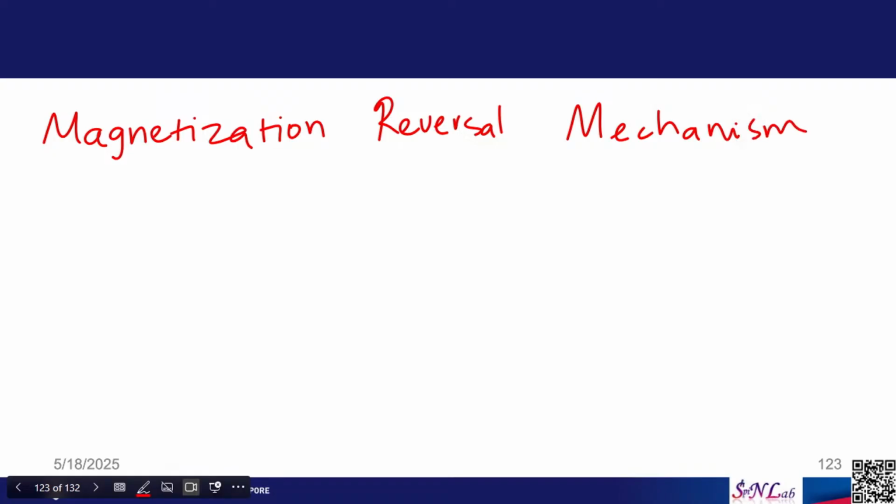Okay, the word may look very complicated. Basically, what it means is, if you bring a magnet next to a magnetic material, how the magnetic material will respond. That is basically the magnetization reversal mechanism.